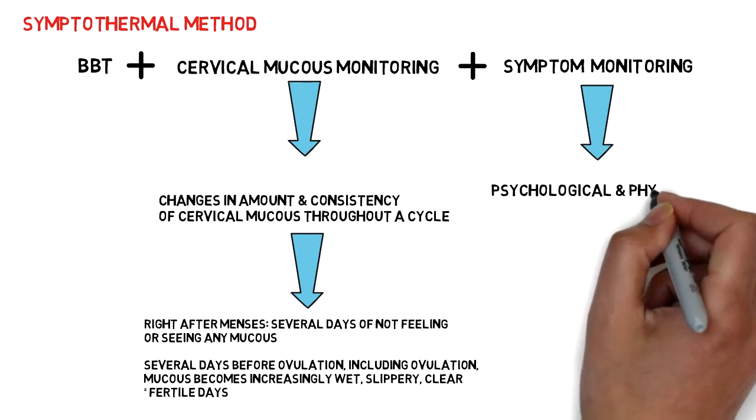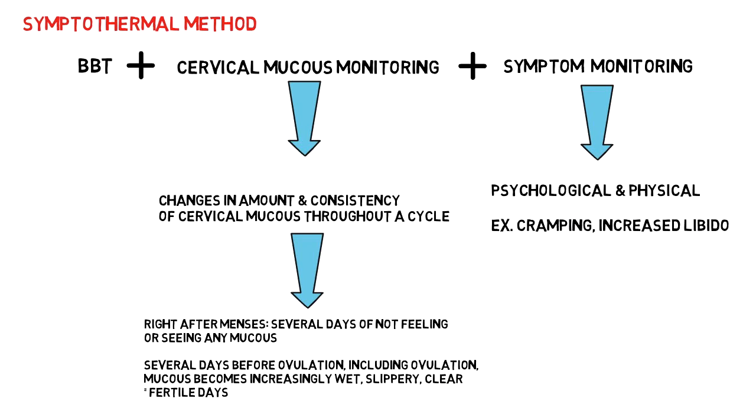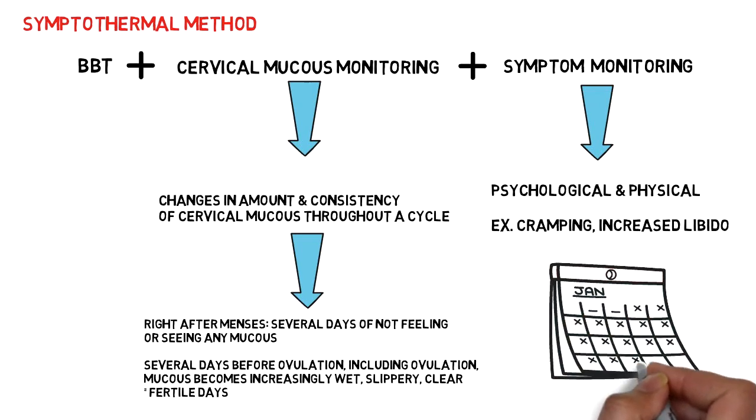Symptom monitoring includes both physical and psychological symptoms, such as cramping and increased libido prior to ovulation, or cramping and irritability prior to menstruation. It's important that women keep track of all this data on a calendar or notebook in order to get to know their cycle and for the method to be effective.